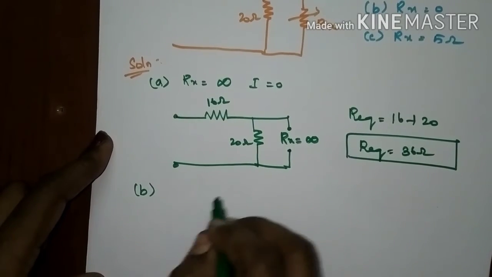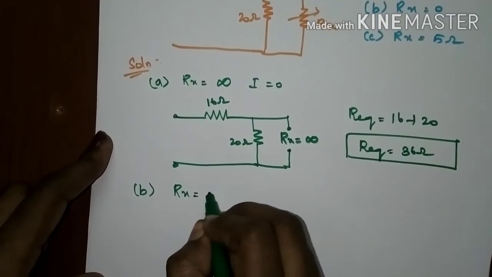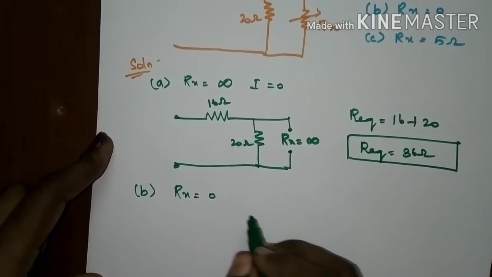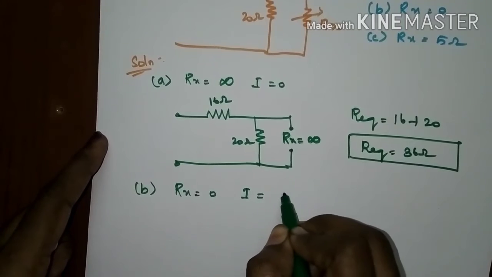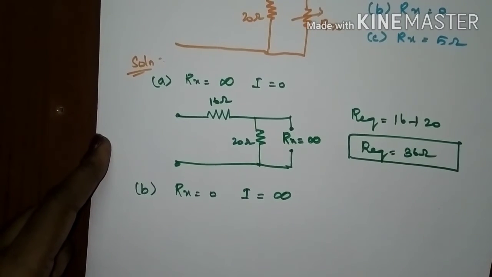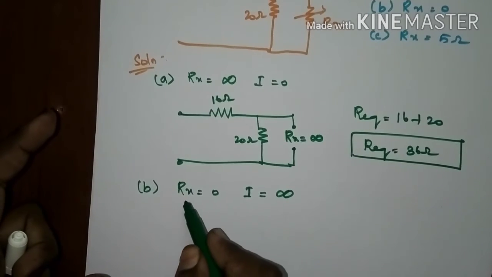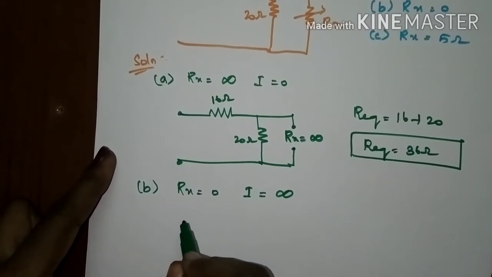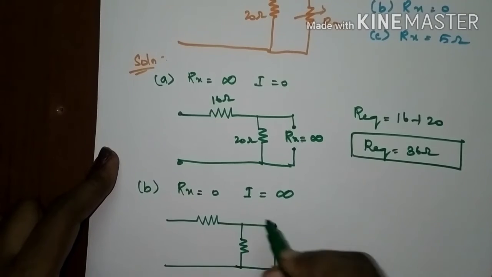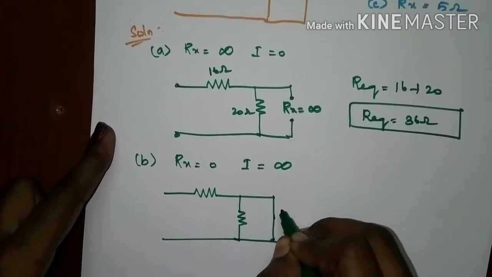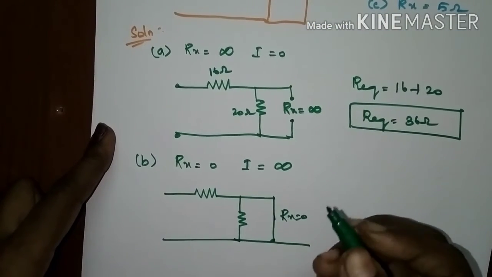In the second subdivision, your Rx value is 0. If resistance is 0, then current will be maximum, that is we can represent current as infinite. Resistance will resist the flow of current. Here resistivity is 0. If here resistance is 0, so current will be maximum. You can represent the circuit as short circuit. Here the circuit is shorted, that is Rx is equal to 0.